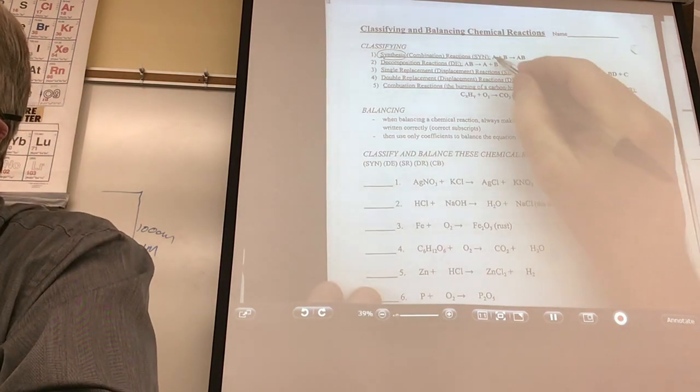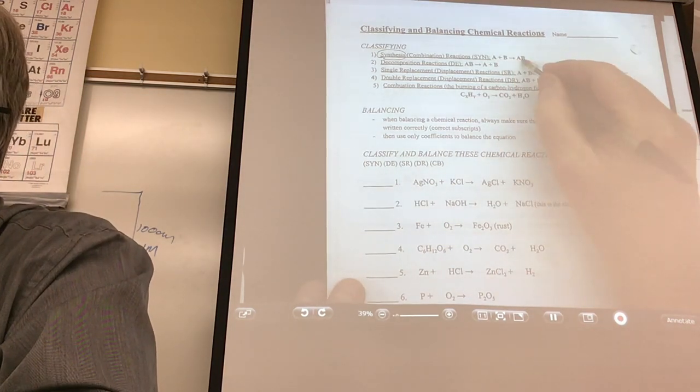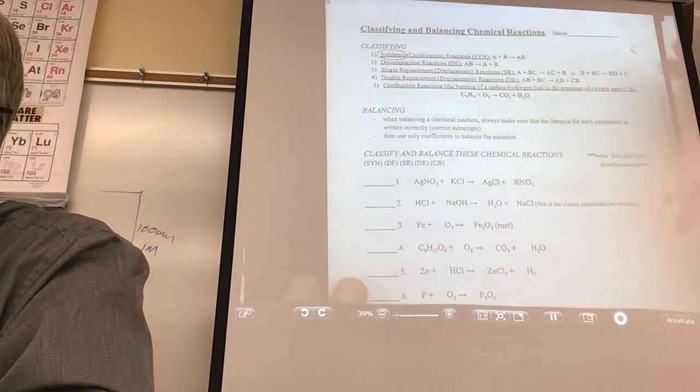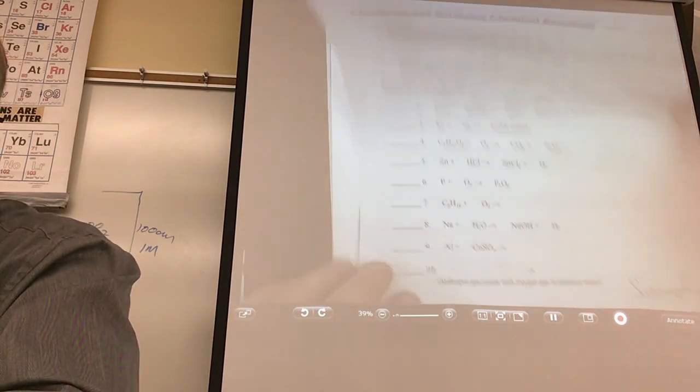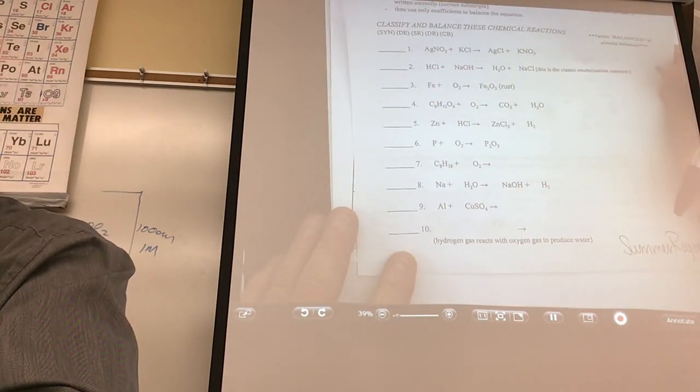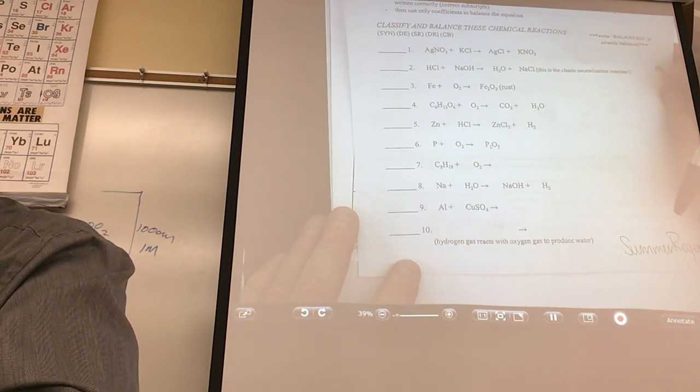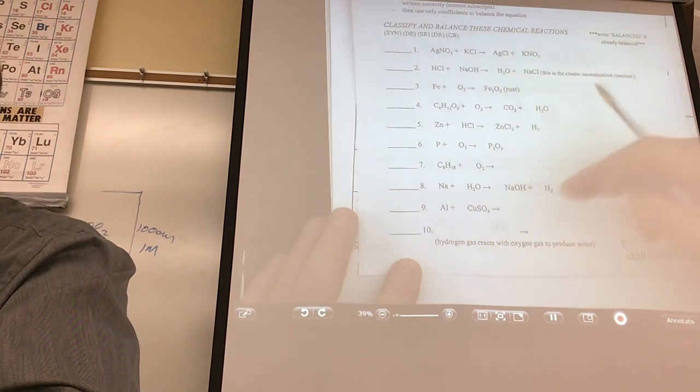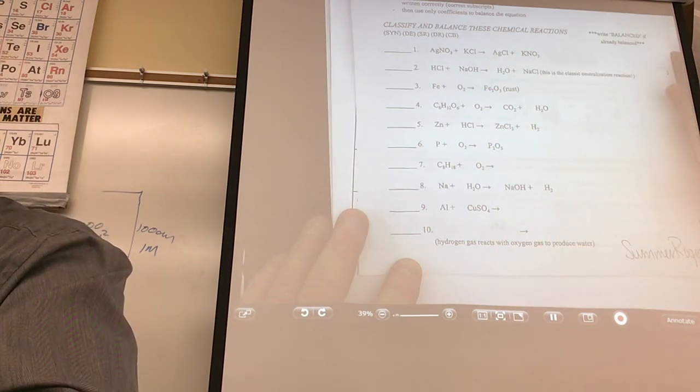And so it looks like A plus B yields AB. Now, let's go down to the real world and see if there are any of these down here that look like A plus B yields AB. Can you spot any of these equations that look like they might be synthesis?